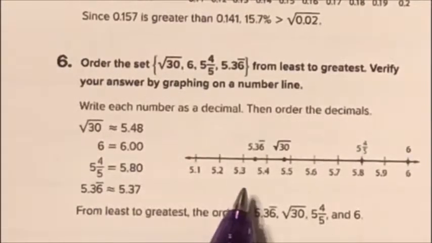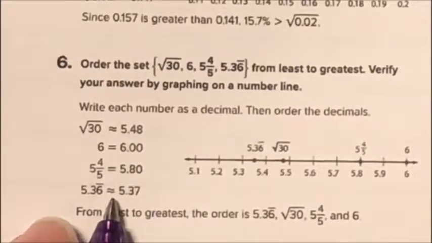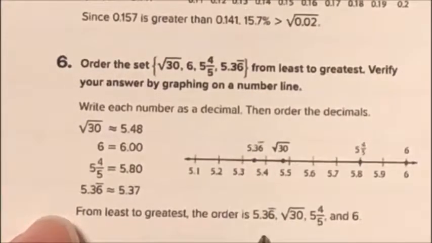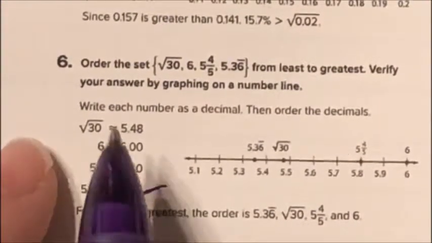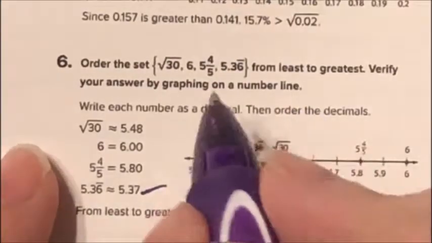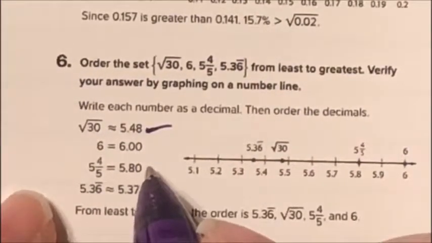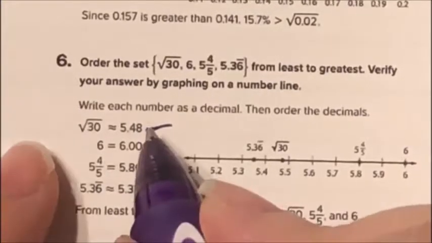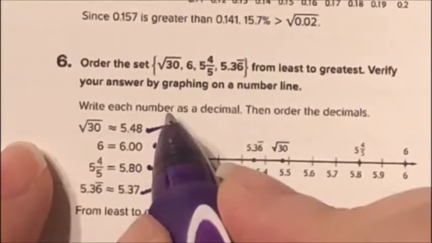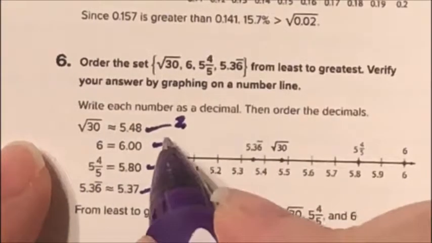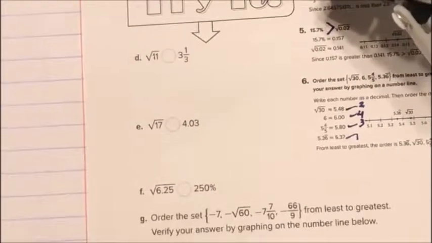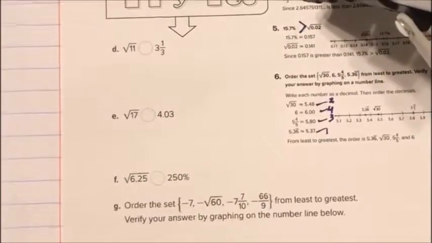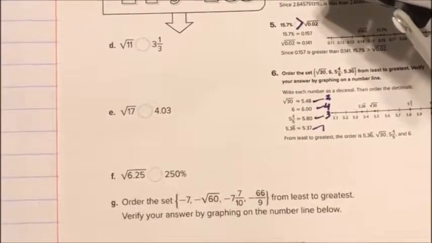So I can graph them on a number line. 5.37 is the smallest out of this group, so that means 5.36 repeating would go first. So that one's gone. Okay. Then I have 5.48, which is the square root of 30, 5.80, which is 5 and 4/5, and then I have 6. So I have a couple of try problems over here. I have D, E, F, and G. Go ahead, pause the video, try them out, and when you come back, we will go over the answers together.